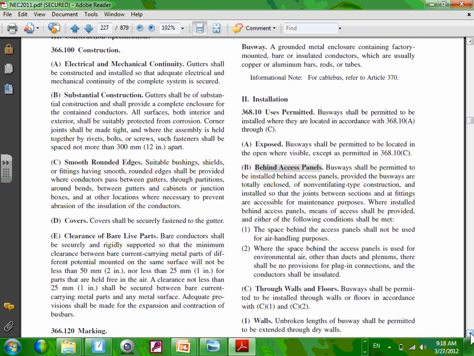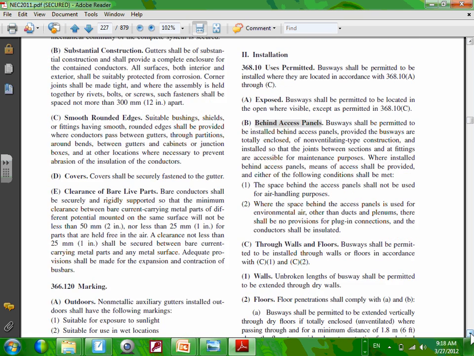Installation uses permitted. You can use it exposed. Most of the time, you cannot use it concealed. You can put it behind access panels. For example, can I put a bus duct right behind this, above the suspended ceiling? No problem. I have access to it. Can I conceal it in the wall completely? No. Can I take a busway right through this wall to the other side, passing through a wall? No problem. Just to pass through the wall, not in the wall, not completely in the wall. The section that passes through the wall has to have no plug-in in it. So you can go from room to room, but you can't conceal it though. It has to be exposed for the most part.